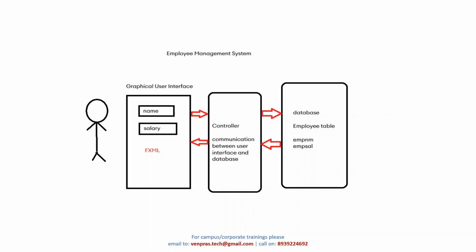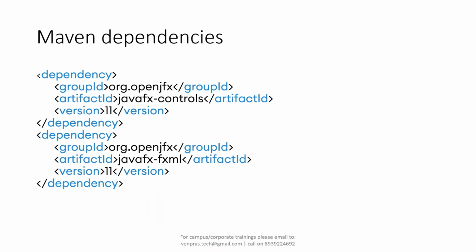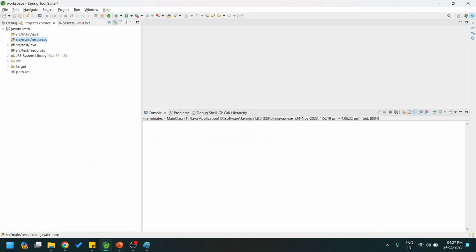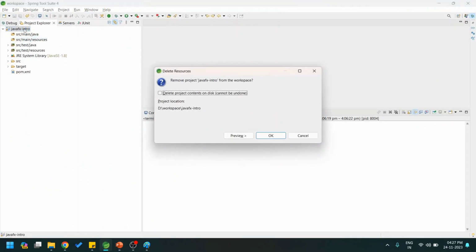Okay. Now let us create one simple hello world application to show how to create this. So these are the dependencies. As I told earlier, we are going to create a Maven project, and these are the dependencies that need to be added to your application. Okay, let us start implementing this. Now I have my Eclipse here, so let me delete this.